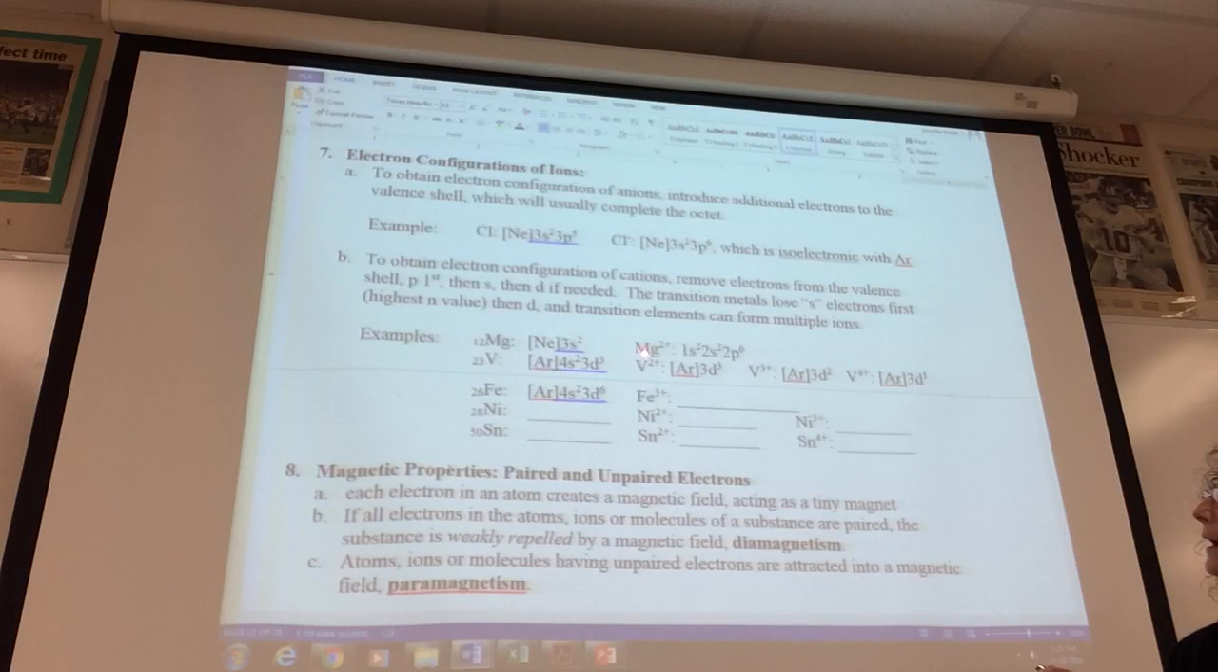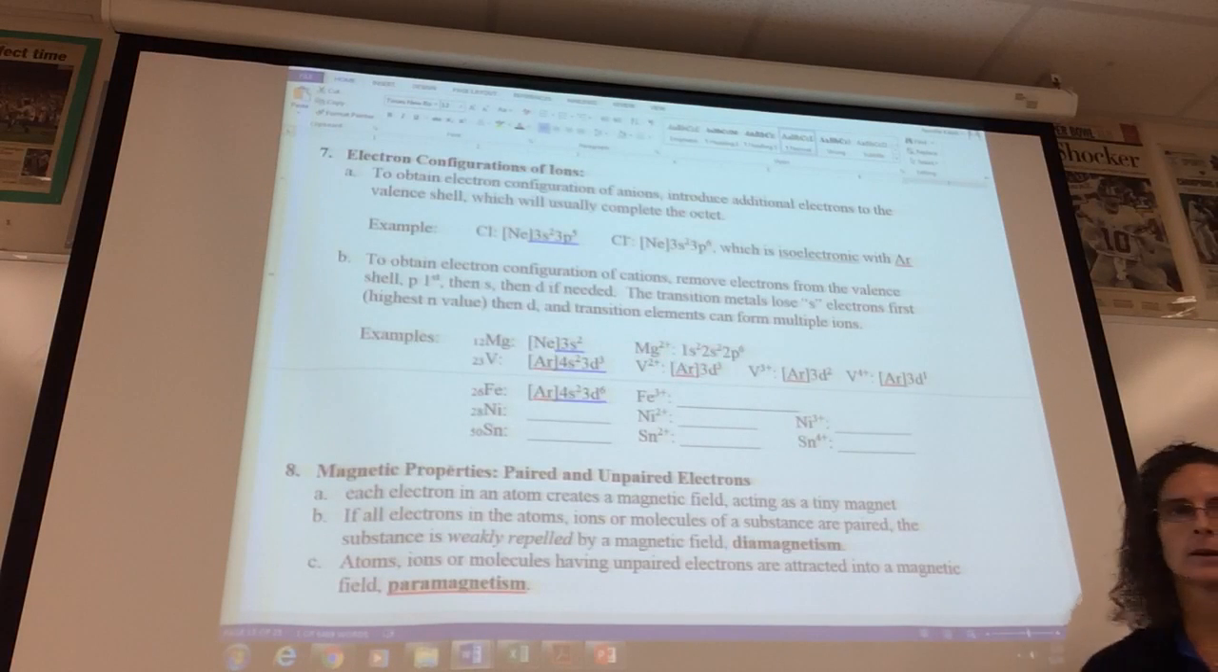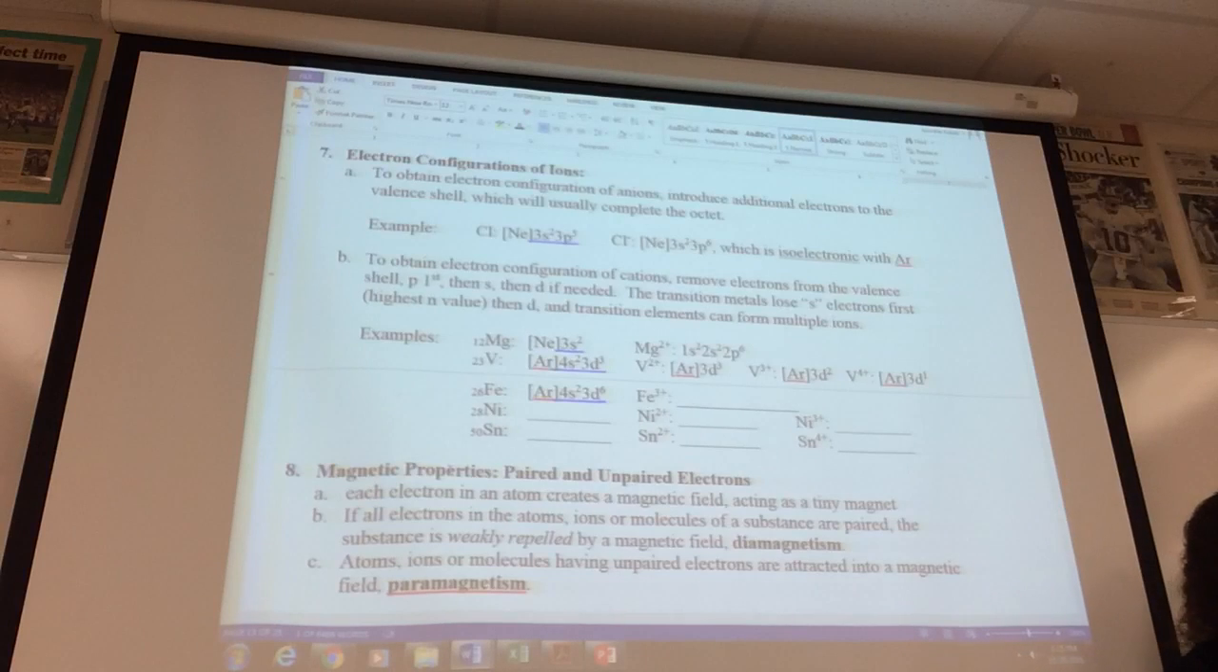Vanadium 2+ ion loses the electrons from the outermost shell. We're going to get rid of those 2 electrons and we have vanadium 2+ ion, argon 3d3. The transition elements have the ability to lose electrons from the d orbitals as well.